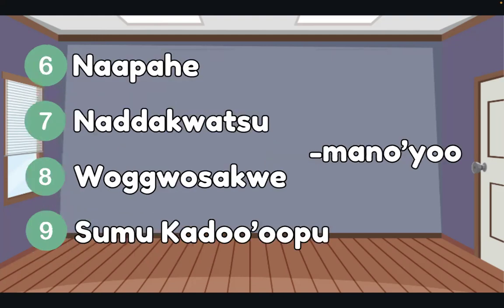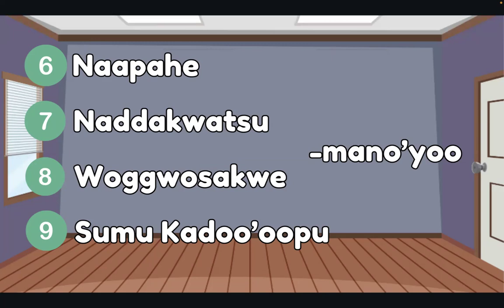And we got 6, 7, 8, and 9. For 60, Napahimano. 7, Nadakutsumano. There's a lot of writing if you're writing notes. 80, Wogosakwimano. And finally, 90, Simakarupmano.